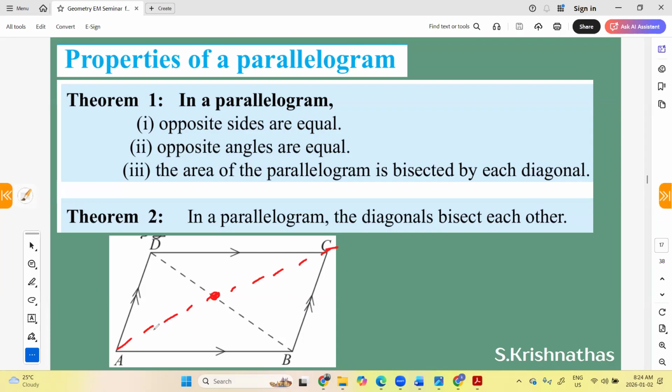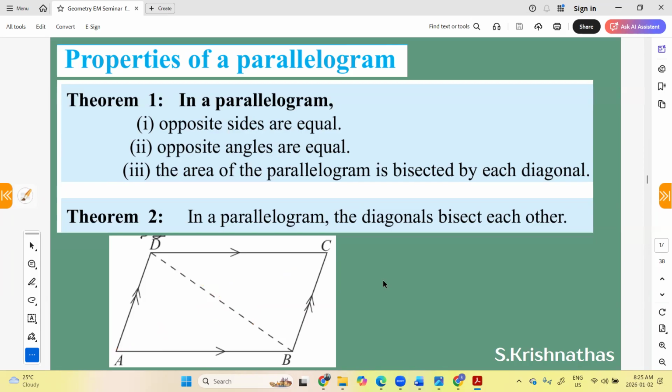Here we already proved this side equals this side. We proved it in theorem 1. This angle equals this angle, vertically opposite angles. This angle equals this angle, alternate angles. So these two triangles are congruent. If these two triangles are congruent, this side equals this side. What can you say about these two? So diagonals bisect each other. This is the formal theorem for this problem.